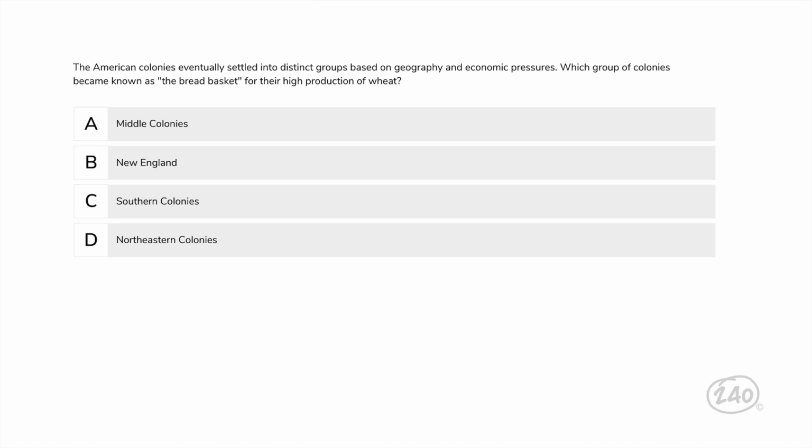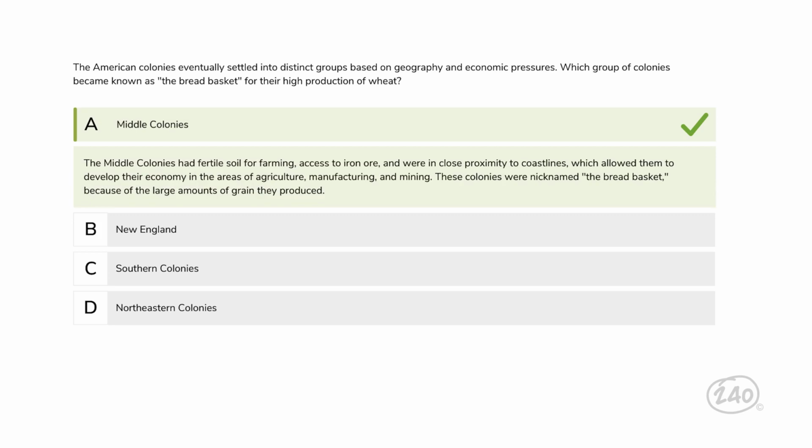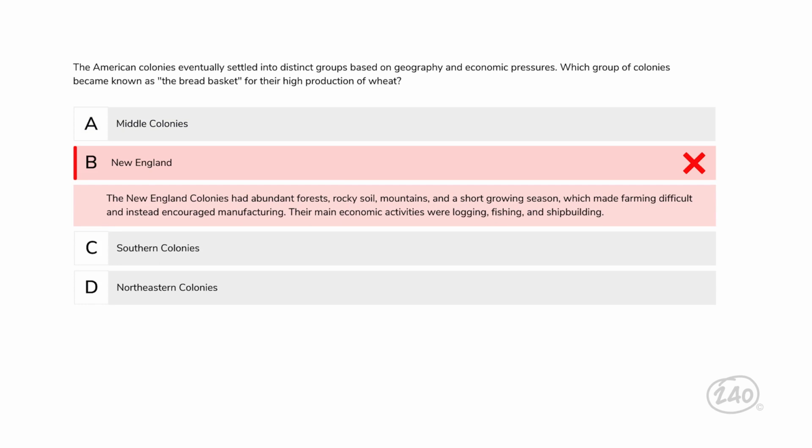The correct answer is the middle colonies, because they had fertile soil for farming, and were nicknamed the breadbasket because of the large amounts of grain they produced. However, if you thought the answer was the New England colonies, the quiz feedback within our study guide would let you know why that answer is incorrect and what those colonies were known for. Cool, right? It's a great interactive way to study.